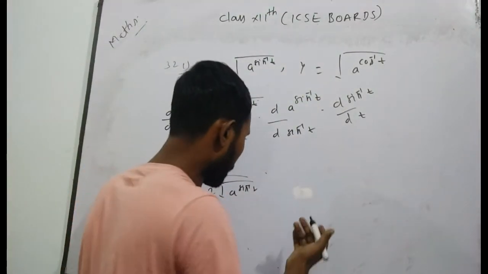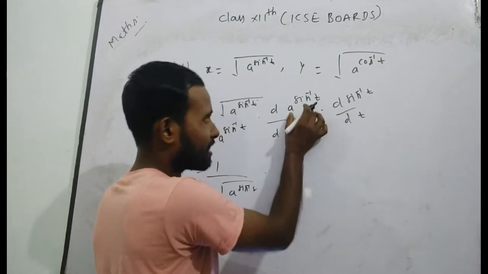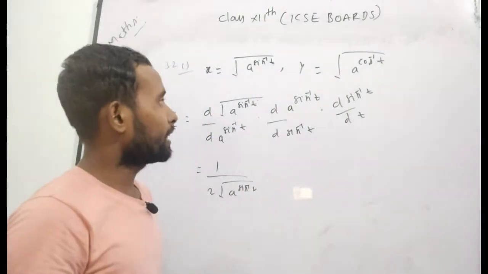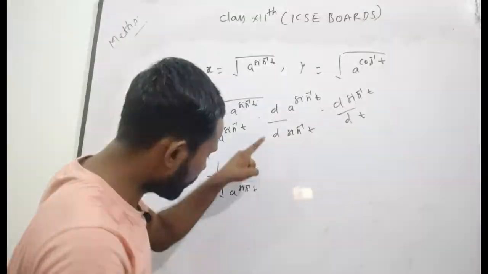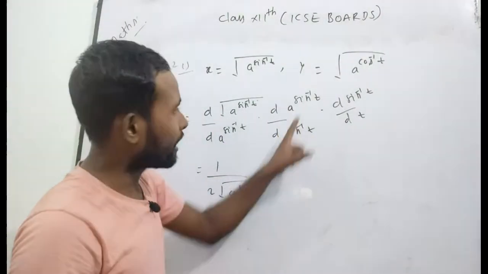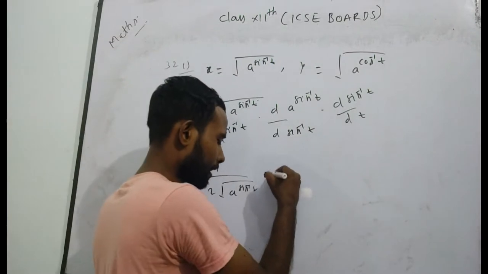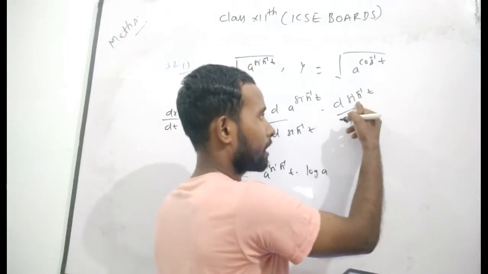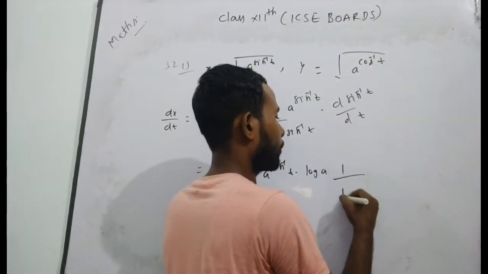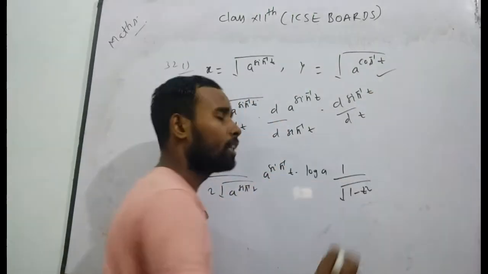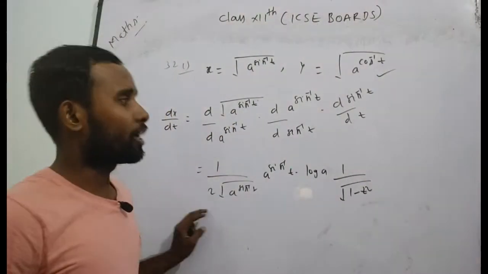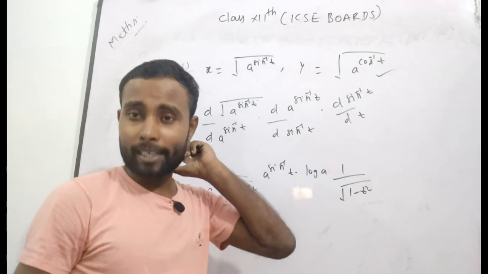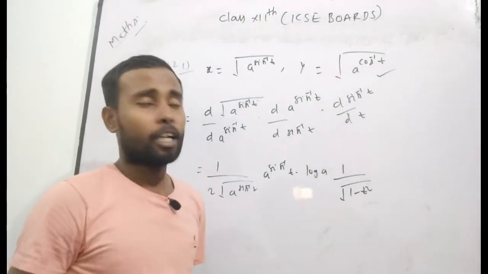And a is a constant, and the derivative of a to the power x with respect to x will be a to the power x into log a. So that means a to the power sin inverse t into log a, and finally the derivative of sin inverse t with respect to t will be 1 upon root under 1 minus t squared. Similarly you find the derivative of y with respect to t, and to find dy by dx you take dy by dt upon dx by dt and you will get your required answer.